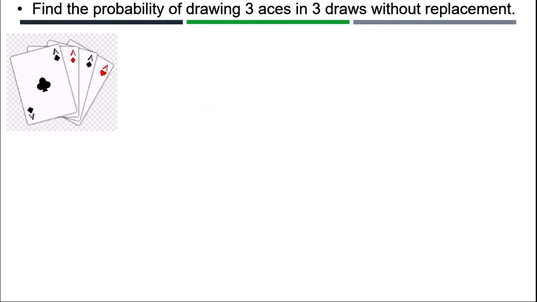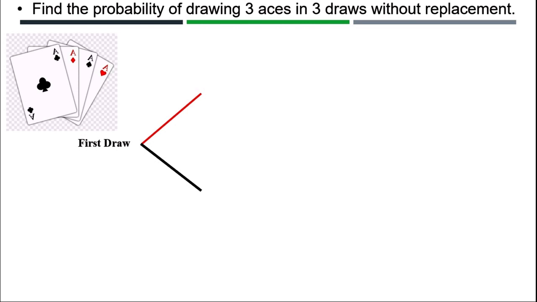Here is another example of tree diagram. Find the probability of drawing 3 aces in 3 draws of the poker card without replacement. Let's draw the tree diagram step by step. As we know, there are 52 poker cards totally, and 4 aces. For the first draw, we draw red as an ace and black as a non-ace.